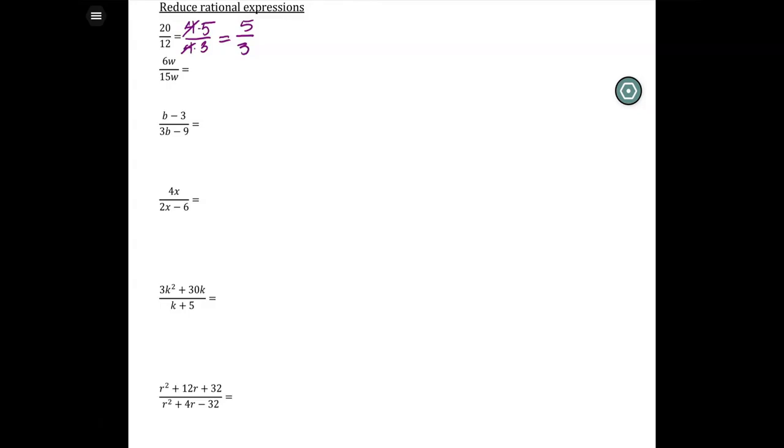Sorry if that made your eyes go wonky. For rational expressions. So we're going to start simple and work our way up.